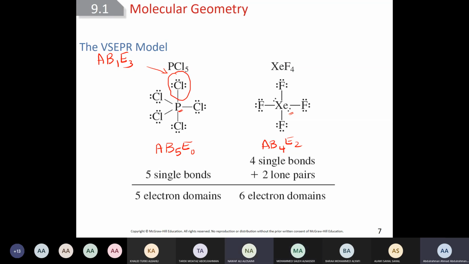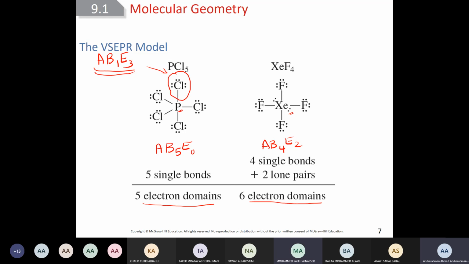What do you call this AB1, E3, or whatever? The electron domain. We call it the electron domain. We will use the VSEPR model. I don't know where you got the word Vesper, but we call it the valence shell electron pair repulsion model.